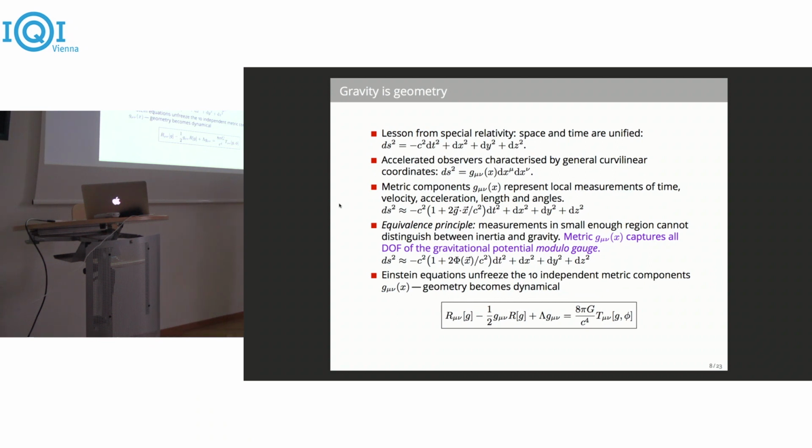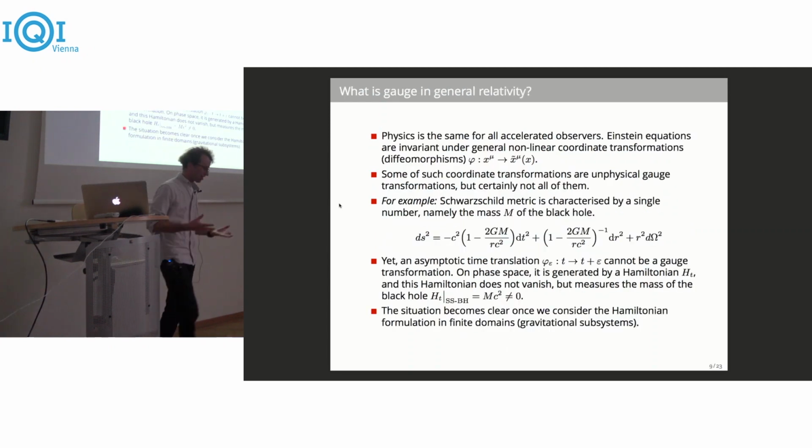However, there's a gauge redundancy. Not all of these 10 components represent physical degrees of freedom. So what are now the gauge degrees of freedom, the gauge transformations of the gravitational field? Well, the Einstein equations are invariant under change of coordinates. That means if you write down a metric in one coordinate system and now introduce a new coordinate system, then this new metric, as expressed in these new coordinates, will still solve the Einstein equations.